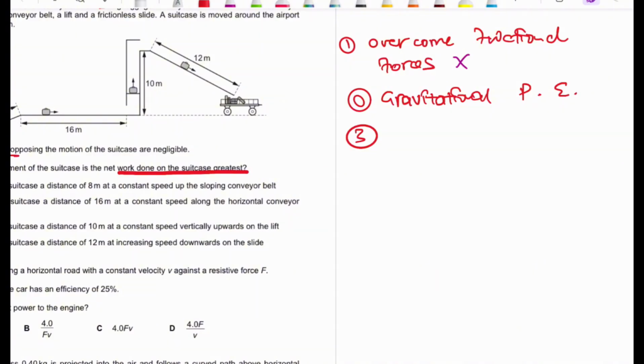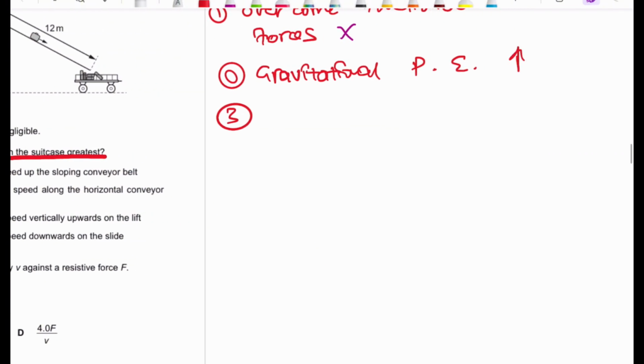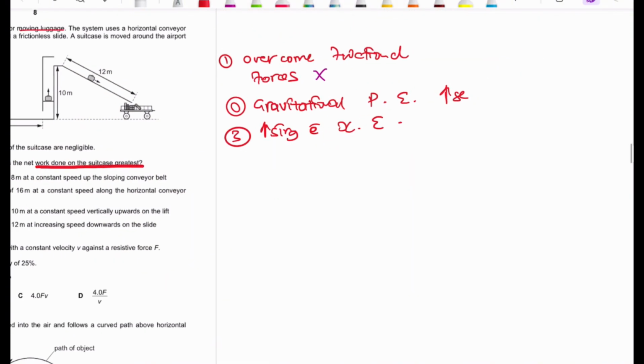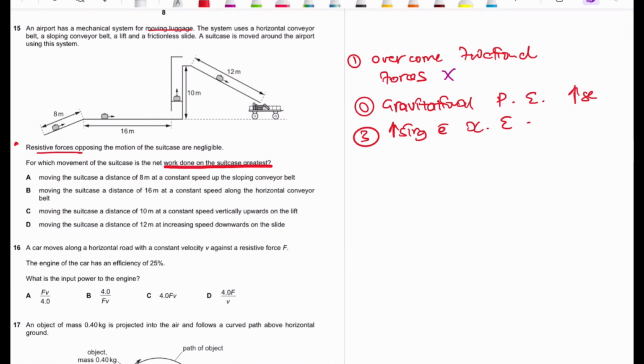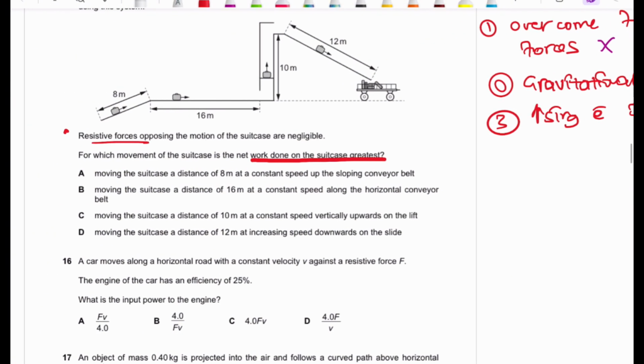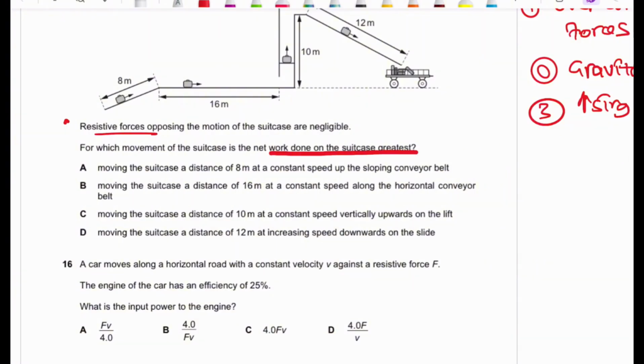Number three, you can do work by increasing the kinetic energy. So if you increase the kinetic energy, or if you increase the gravitational potential energy, you have done work. Very important. So let's look at this. If a suitcase is going to move up a distance of 8 meters at a constant speed up a conveyor belt, what is going to change?